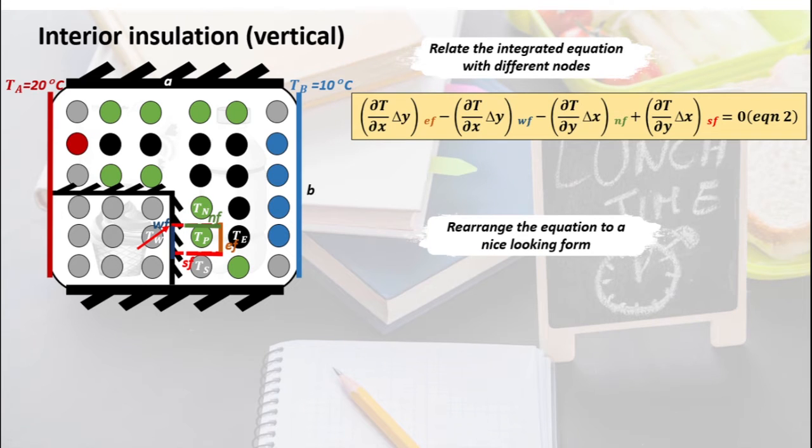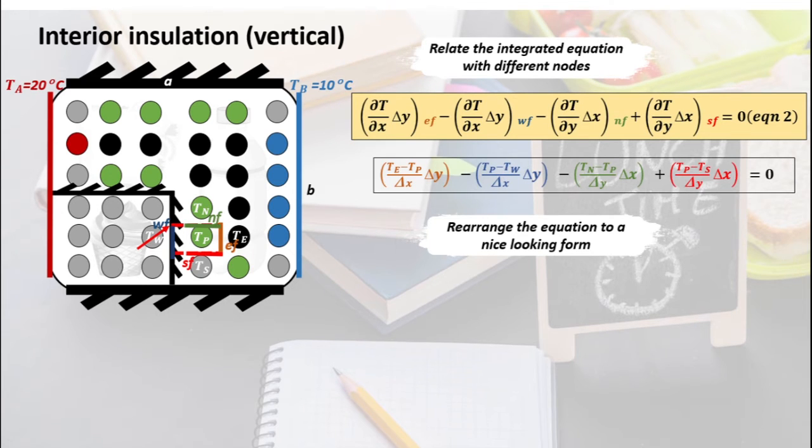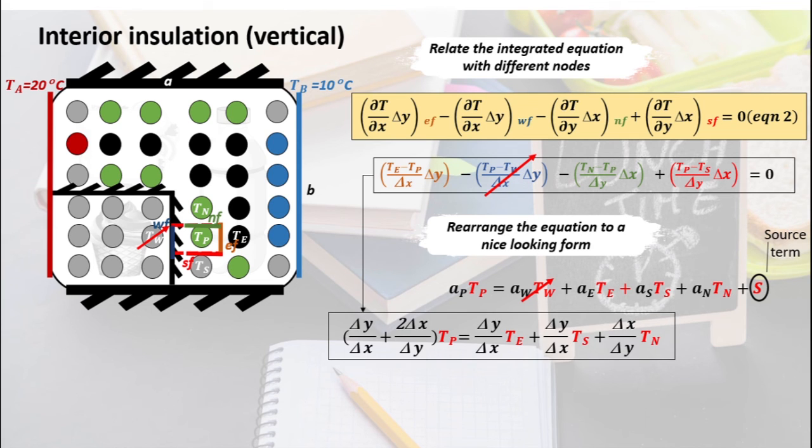So now if we apply this boundary condition to this specific node, we're going to eliminate the second term completely because that's the heat flux coming from the west face. So now we're going to rearrange this into our nice looking coefficient form, and ignoring the TW term because there's no TW, this is what we get in terms of TP, TE, TS, and TN.